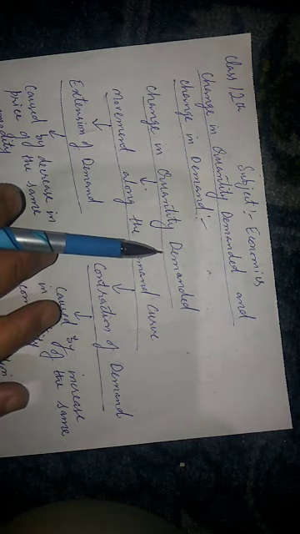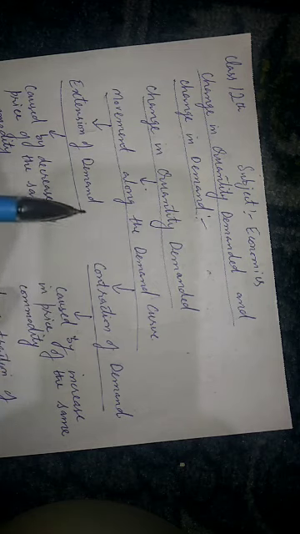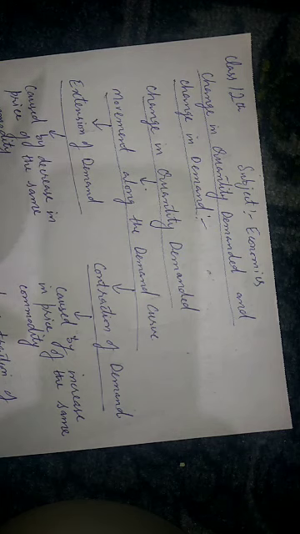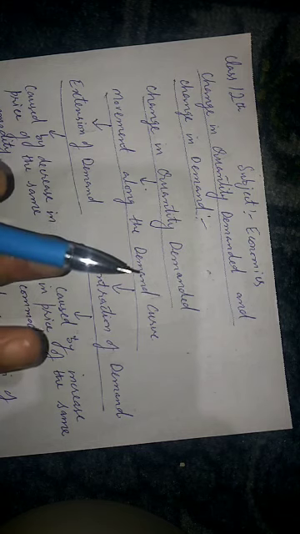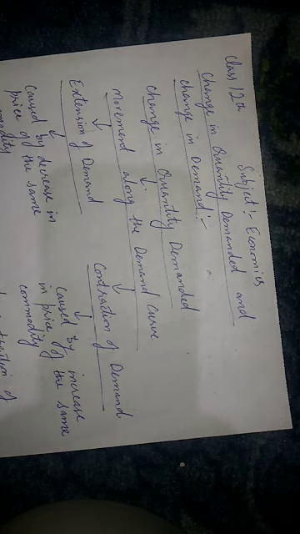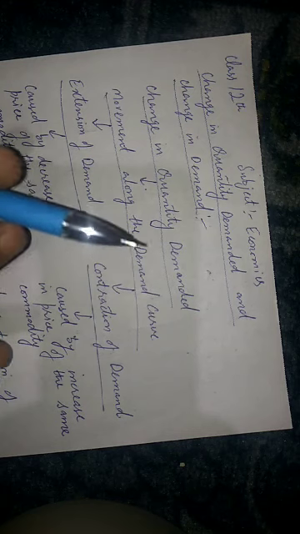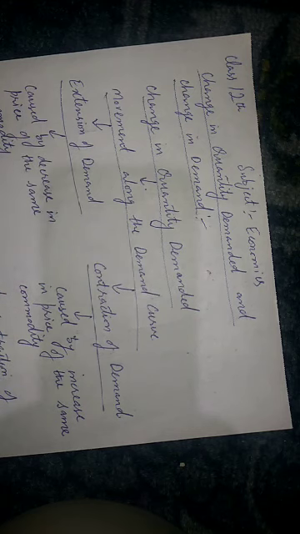Change in quantity demanded refers to increase or decrease in quantity purchased of a commodity in response to decrease or increase in its price, other things remaining constant. So it's expressed through movement along the demand curve, right? See, what's movement along the demand curve?